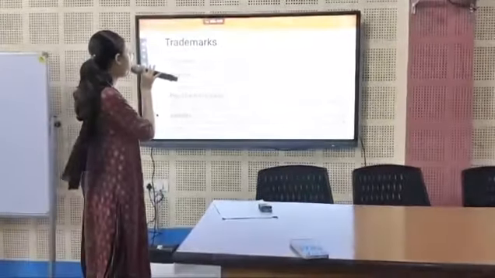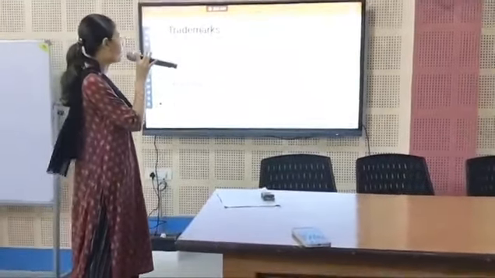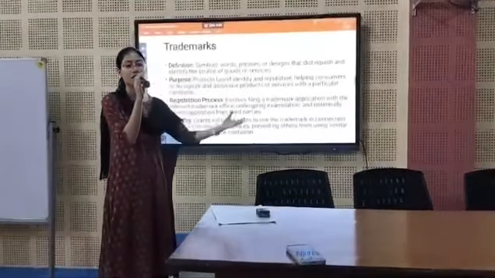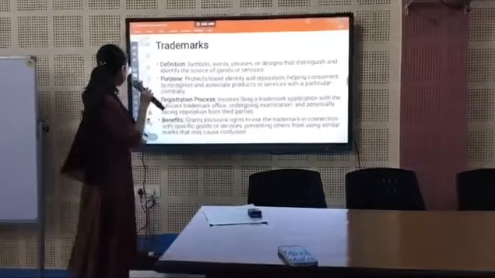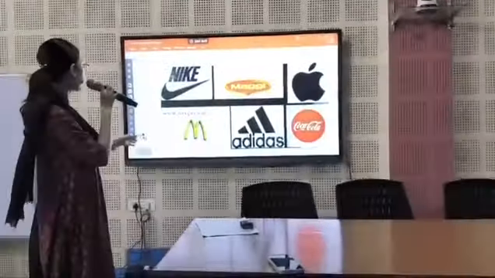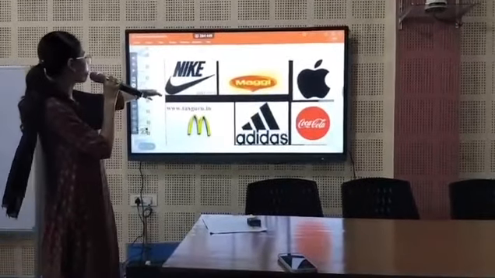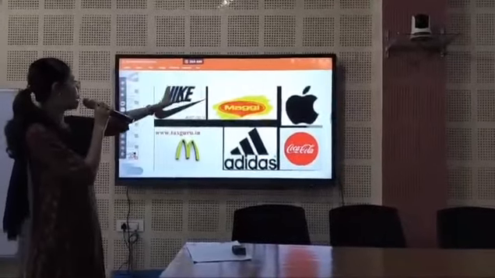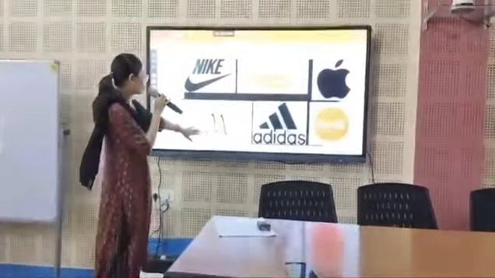Next, we have trademarks. These are symbols, words, phrases, or designs that can distinguish a particular service from another service. These trademarks are in the form of symbols here. For example, Nike. Then Apple, for Apple products, we have this symbol. For McDonald's, we have this symbol.